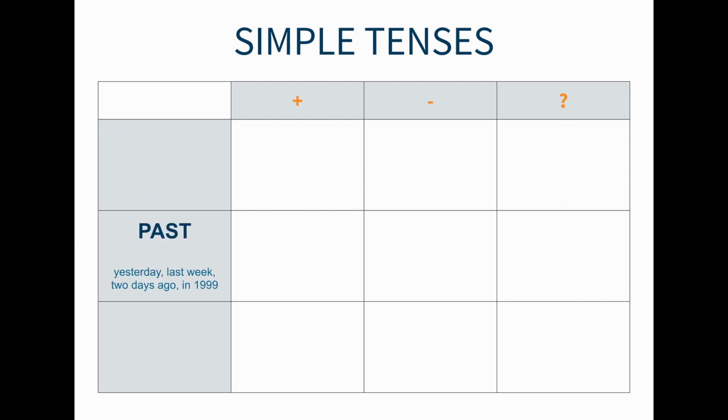Past simple is a tense that we use to talk about what happened yesterday, last week, days, months, or years ago, or at any specific time in the past. In positive sentences, we must pay attention to regular and irregular verbs. Regular verbs end in the suffix ed. Irregular verbs have different forms, and we must remember them.